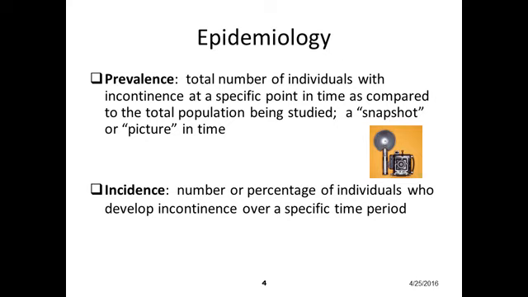To review a little terminology, prevalence is a picture or snapshot of a moment in time. It tells you how many people at a specific point in time have a condition as compared to the whole population being studied. Incidence, on the other hand, looks at the number or percentage of individuals who develop a condition or problem, in this case incontinence, over a specific period of time. Incidence data is a little harder to come by than prevalence data.